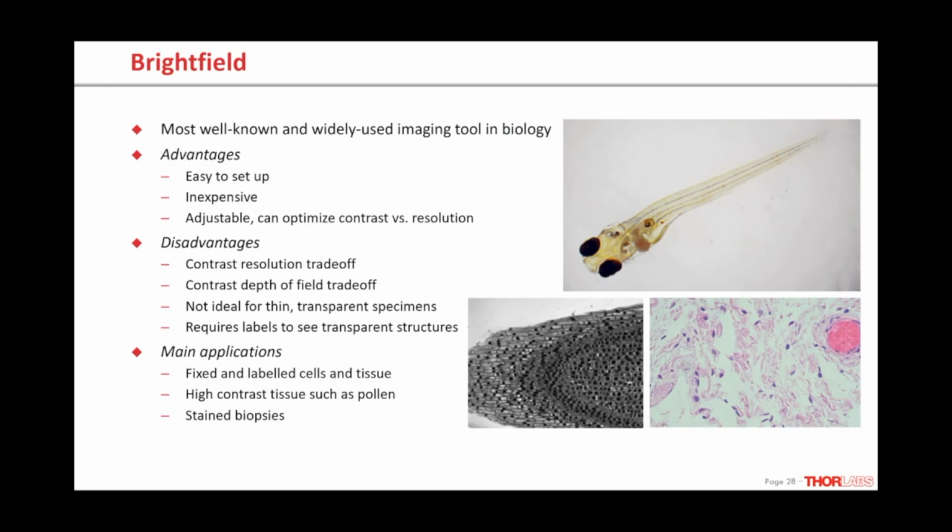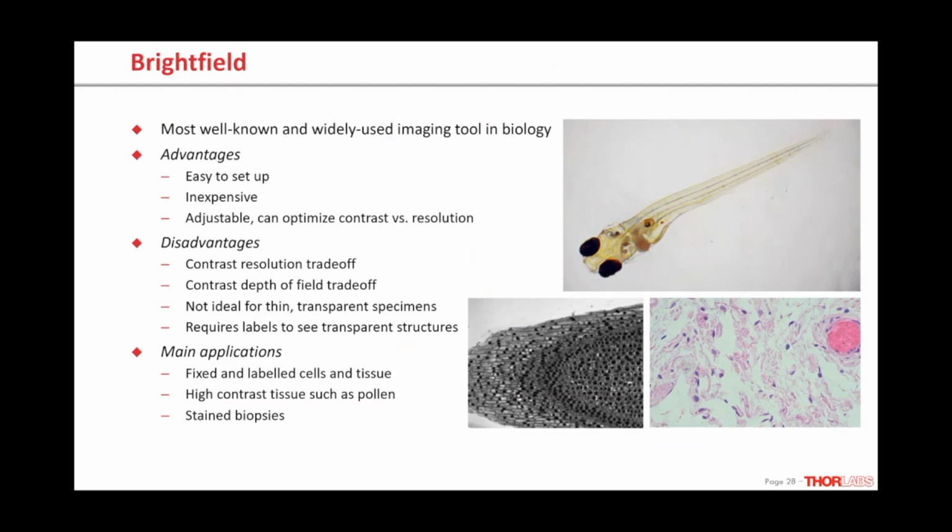This type of transmitted light imaging is used for Brightfield imaging, which is the most well-known and widely used imaging tool in biology. The advantages are that it's easy to set up and inexpensive, and it's adjustable in that you can optimize contrast versus resolution. The disadvantages are that trade-off between contrast and resolution, which is paired with another trade-off between depth of field and resolution.